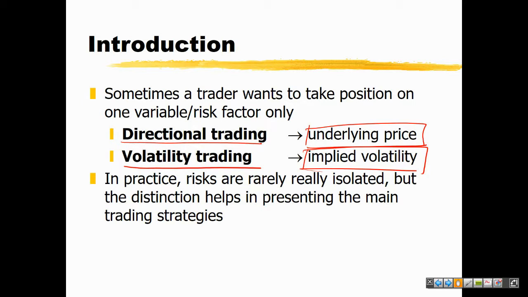Of course, in practice, risks are not so frequently totally isolated. And I'm also going to show even today that you can have, for instance, a directional trading strategy in which you want to pick a small exposure to volatility. Still, you try to reduce at least the other exposure and have a main exposure and another one which is small and limited. And the distinction helps a lot in presenting the main trading strategies.